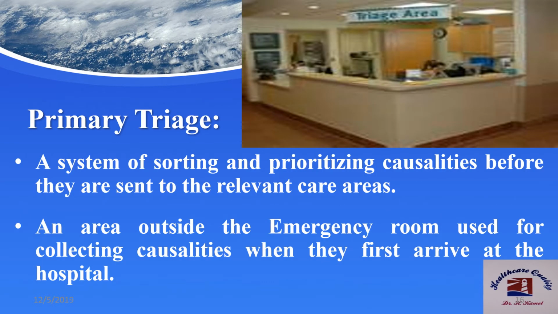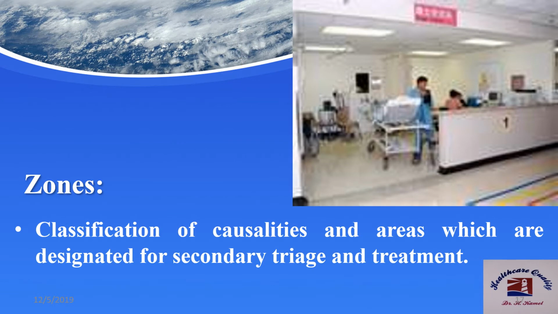Primary triage is a system of sorting and prioritizing casualties before they are sent to the relevant care areas. It is done in an area outside the emergency room used for collecting casualties when they first arrive at the hospital. Triage zones: classification of casualties and areas which are designated for secondary triage and treatment inside the hospital.